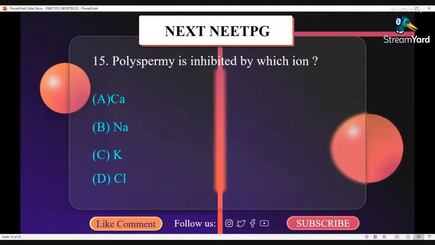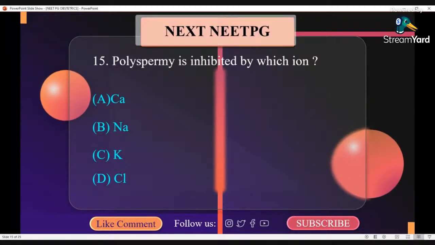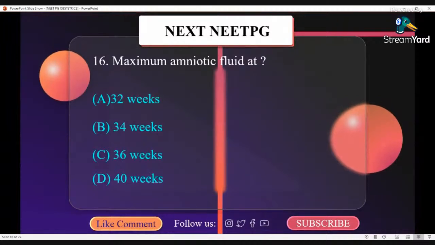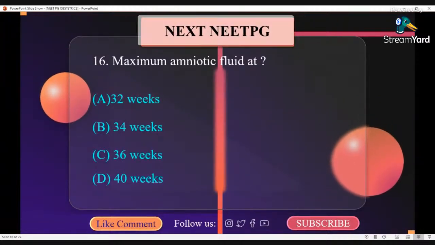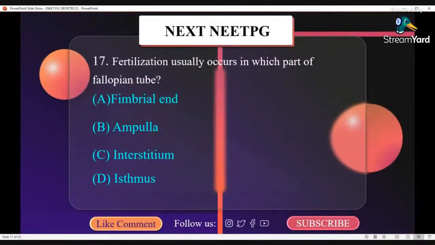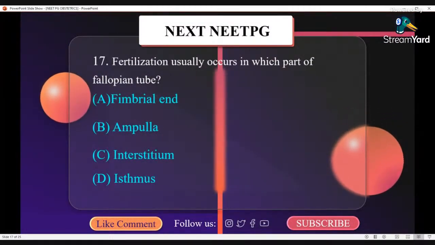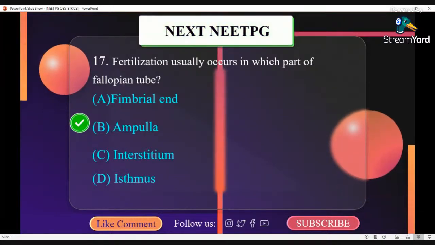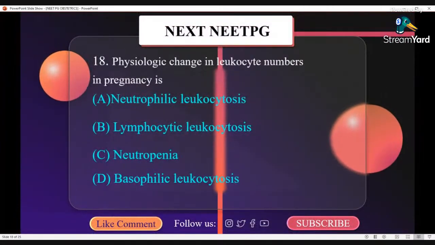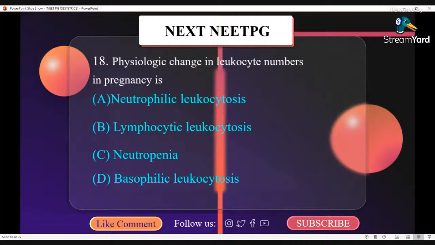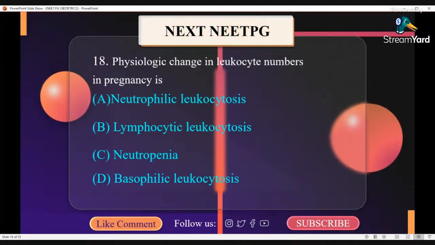Polyspermy is inhibited by calcium ion. A, Ca2+. Maximum amniotic fluid is at 36 weeks. C, 36 weeks. Fertilization usually occurs in which part of the fallopian tube? It is ampulla. B, ampulla. Physiologic change in leukocyte numbers in pregnancy is A, neutrophilic leukocytosis, B, lymphocytic leukocytosis, C, neutropenia, D, basophilic leukocytosis. Correct option here is A, neutrophilic leukocytosis.